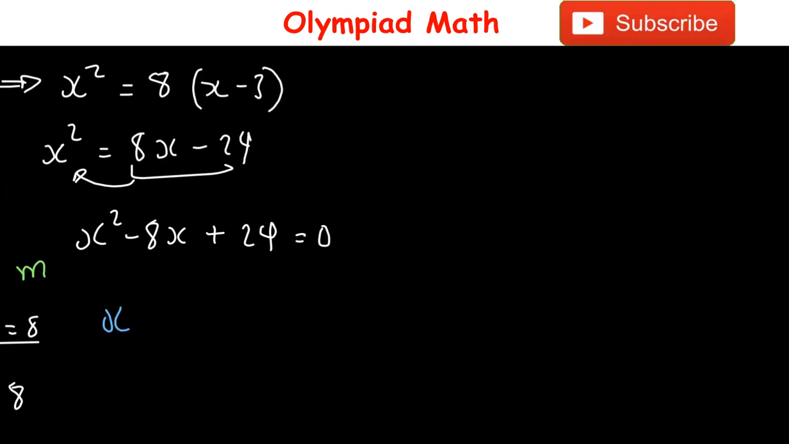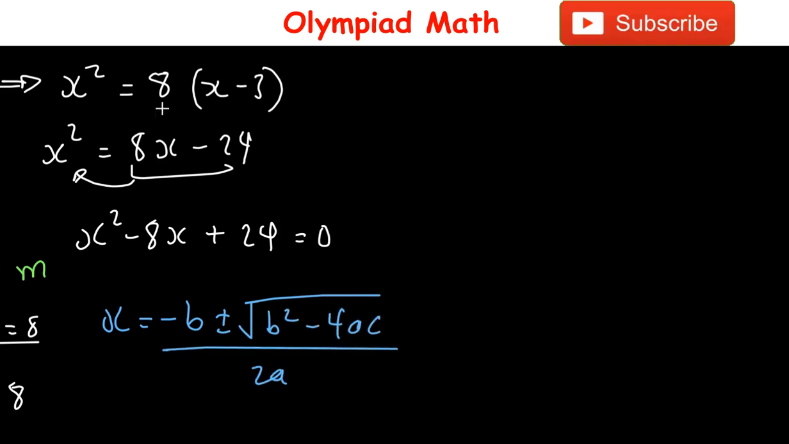So we have x is equal to minus b plus or minus square root b squared minus 4ac all over 2a. And in this case, the value of a is equal to the coefficient of x squared, 1. The value of b is the coefficient of x, minus 8. The value of c is the constant, plus 24. So input these values into the given formula.